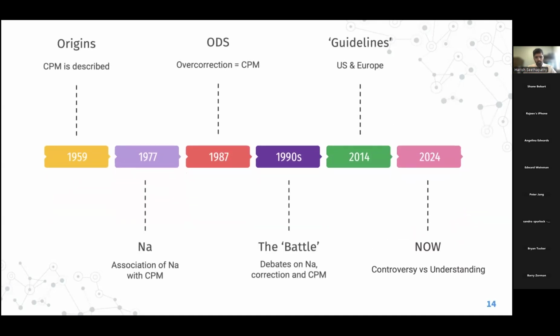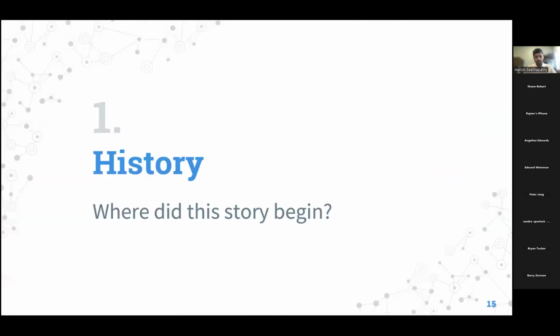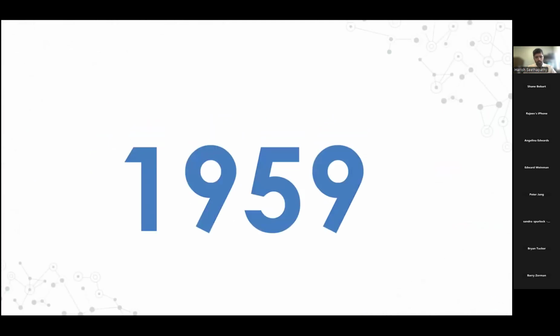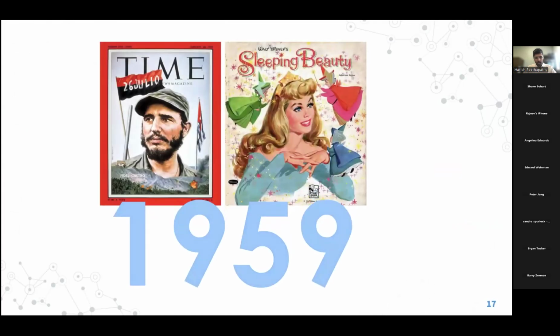So that's the rough timeline. So we'll go back and start where the story first began, 1959. It was the time that Fidel Castro became the prime minister of Cuba, and he was prime minister till 2008. It was also the time that Sleeping Beauty, the very first 70 film, came out with stereophonic sound, and audiences were amazed at the time at the quality of the sound in the picture.